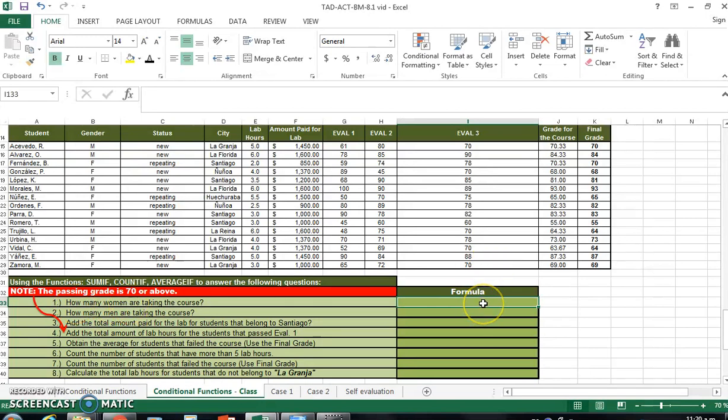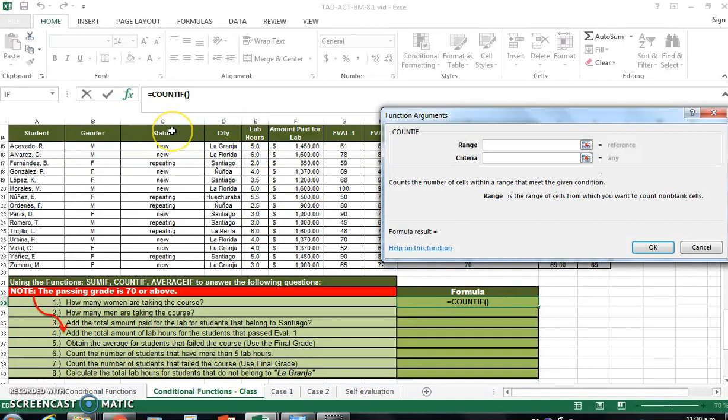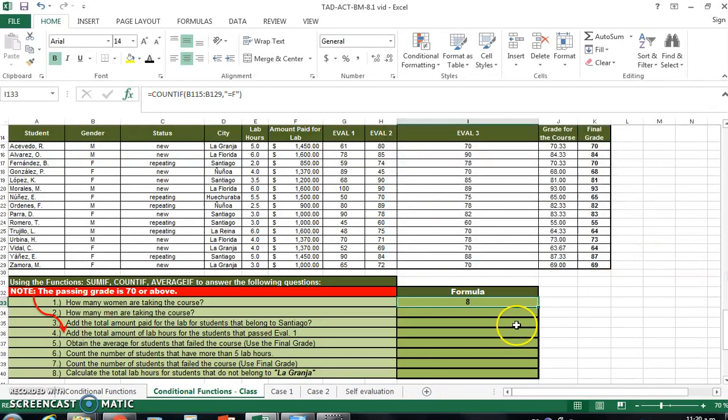So let's start by typing equals COUNTIF, open parentheses, and let's use fx. So the range of the cells containing the information for our criteria, or only the VIPs. In this case, our VIPs are only the girls in the class. So the cells containing the information, it's column B. And the criteria is equal F for female. Then we click on OK.